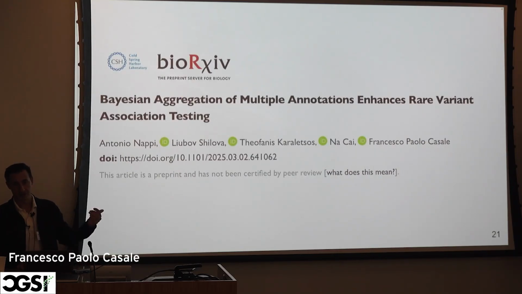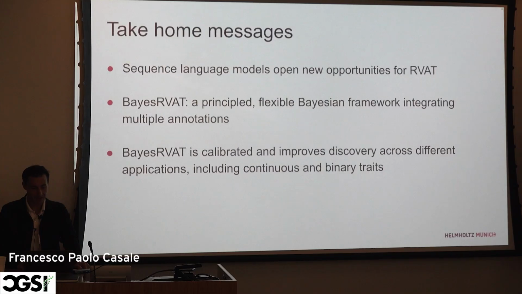Great, so the preprint is on bioRxiv. And now, some very high-level take-home messages. Sequence language models using machine learning or deep learning open new opportunities for rare variant association studies, because you now have access to very different ways of defining damaging variants that give you a lot of flexibility. To model these jointly, we developed a flexible Bayesian framework that can integrate multiple annotations. We call it Bayesian VAT. We show calibration and a higher number of discoveries across a bunch of applications.